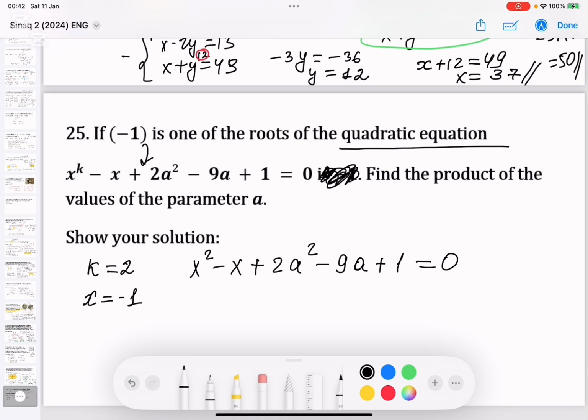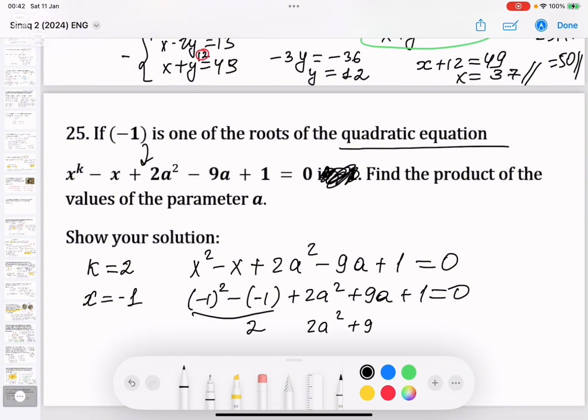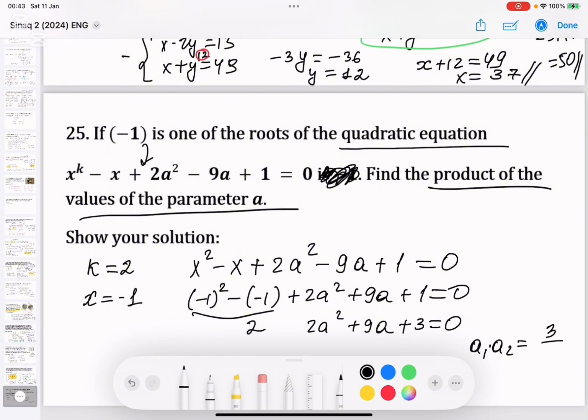I can plug in -1 instead of x and get 0 at the end. So (-1) squared minus (-1) plus 2a squared plus 9a plus 1 equals 0. So it's going to be 1 plus 1 plus 1. We're going to have 3 here, so 2a squared plus 9a plus 3 equals 0. And the product of the values of the parameter a, using the Vieta theorem, we see that the product of the values of parameter a would be 3 over 2, or 1.5.